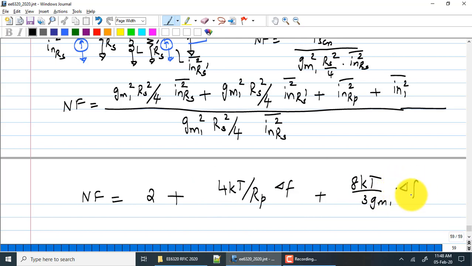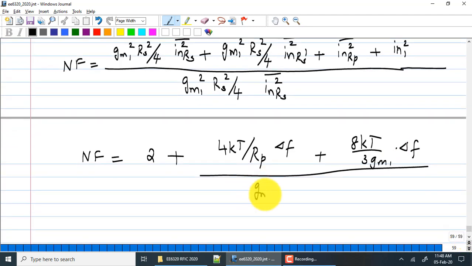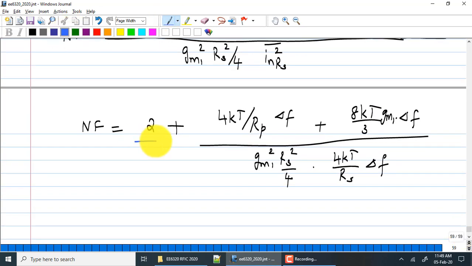IN1 squared delta F over... INRS is what? 4kT by RS. Have I made a mistake? Oh, sorry, the IN, right? Not the input reference. Thank you. Yeah, of course. So now you see that the minimum noise figure is already 3 dB for this circuit.